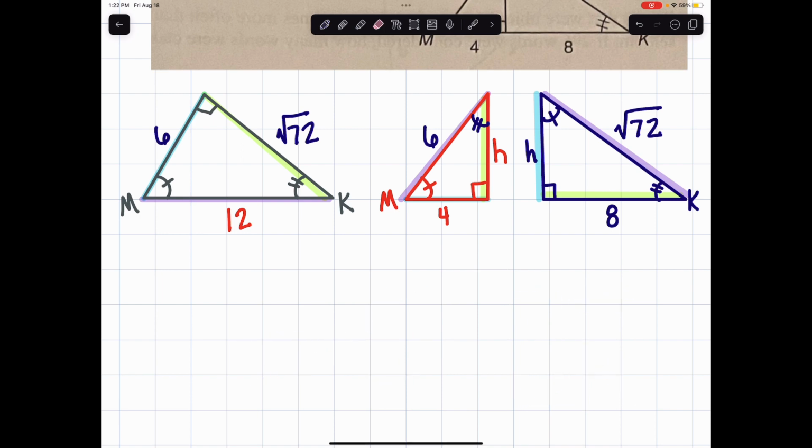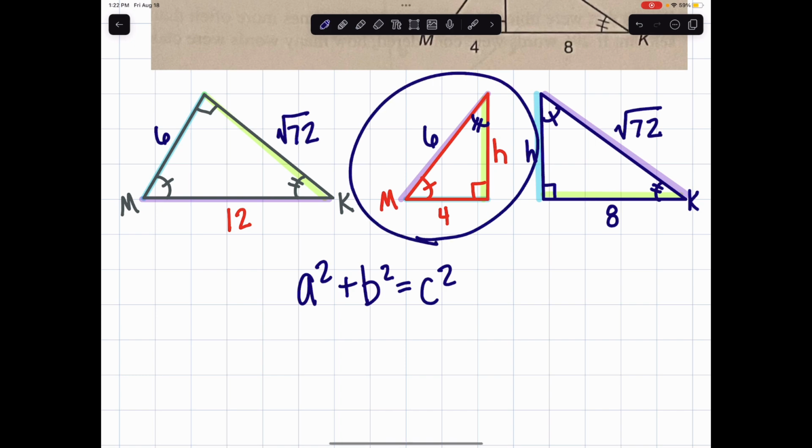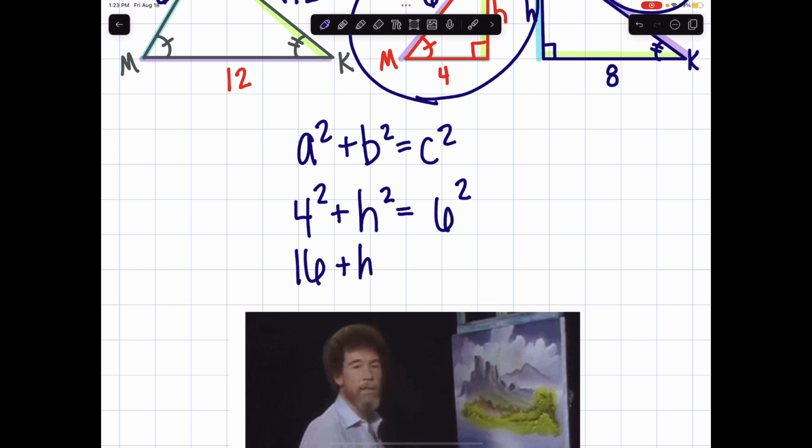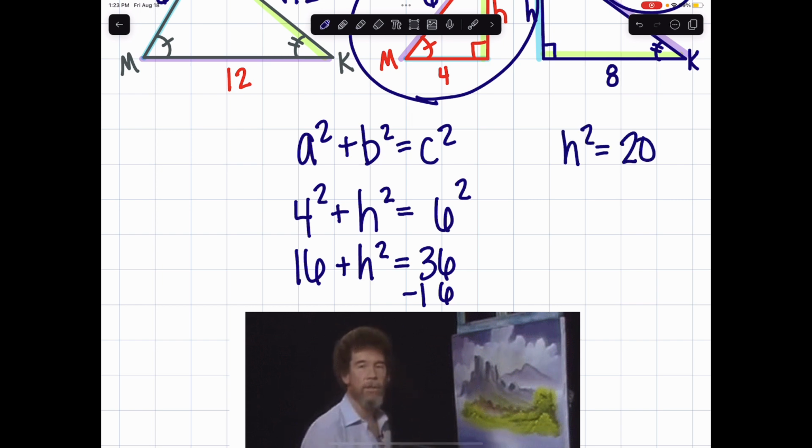Since we already used ratios, this time let's use the Pythagorean theorem. You can use any of these triangles because they're all right triangles. Let's do it with the easiest one, which is this one. The other ones have square root 72, so I'm going to choose the easiest. So 4 squared plus h squared equals 6 squared. 16 plus h squared equals 36. What's 36 minus 16? H squared equals 20. H equals the square root of 20.